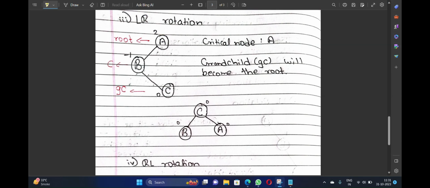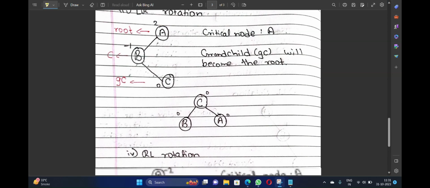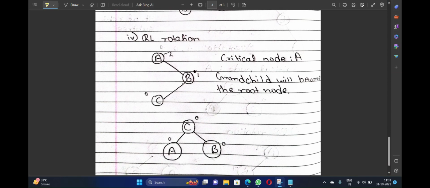So C will be taking the place of A, C will become the parent, and A and B will be adjusted accordingly. B will be less than C because C is on the right part of B, so we will put B on the left part. What about A? A is the parent, and all the nodes in the left subtree are less than the parent, so A is greater. So A will be placed in the right part of C. So moving to the next part.